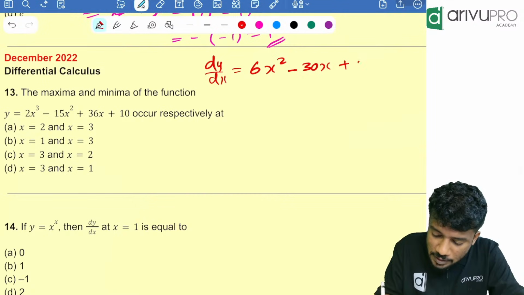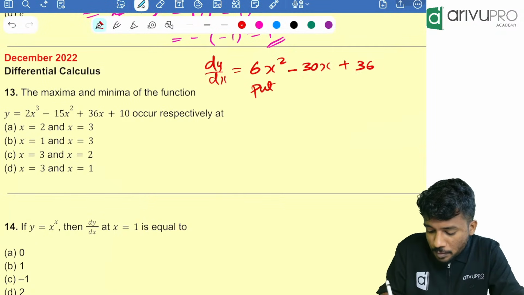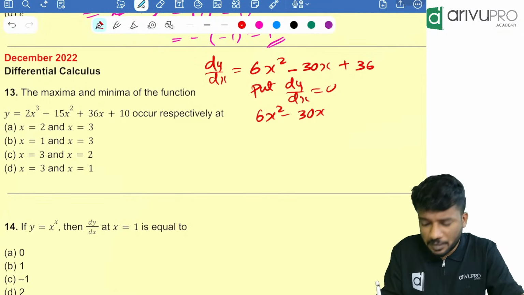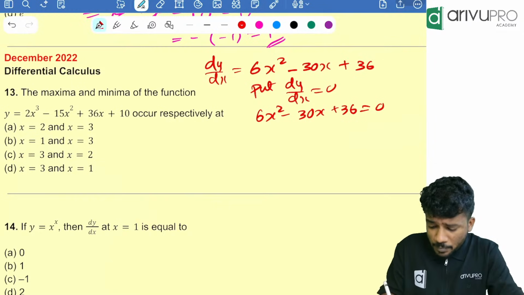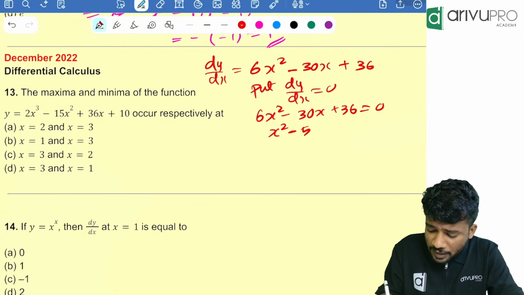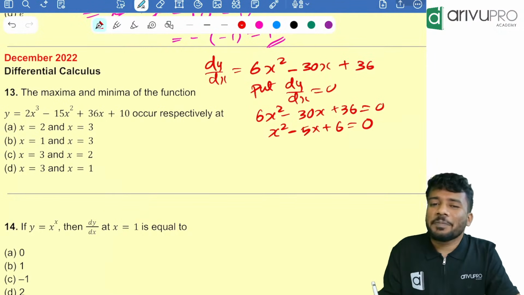30x plus 36. Now second step, put dy by dx is equal to 0. From that 6x square minus 30x plus 36, the same question we solved in MTP this time, which is equal to 0. From that take 6 common, that means x square minus 5x plus 6 is equal to 0, because 6 cannot be 0. So I am taking x square minus 5x plus 6 is equal to 0.